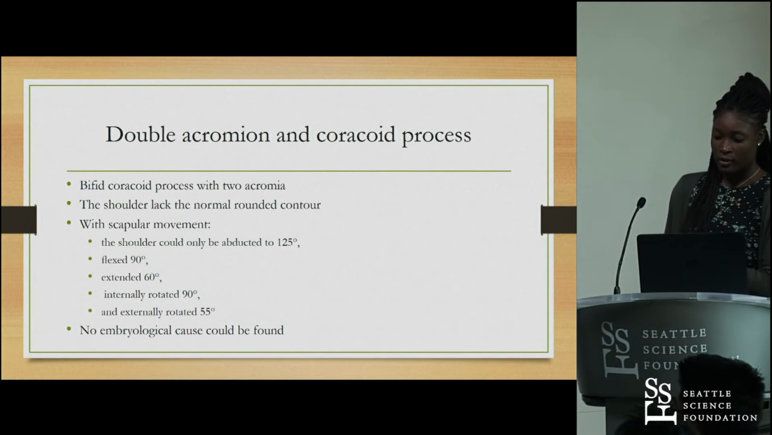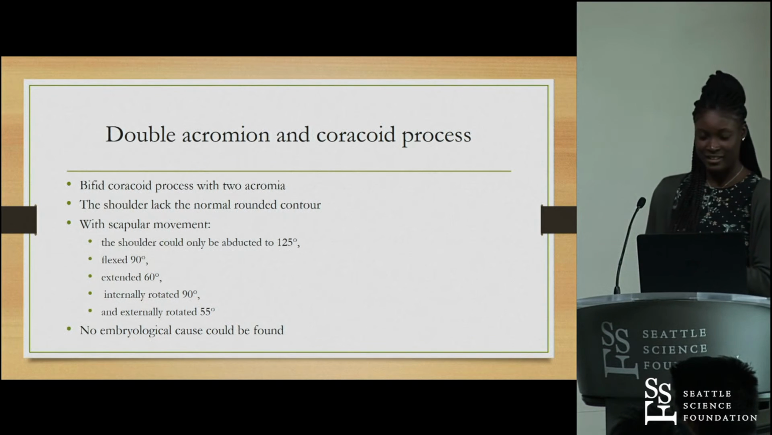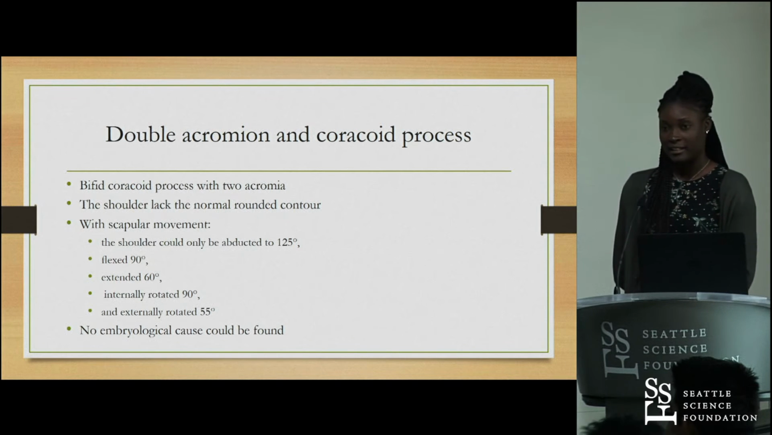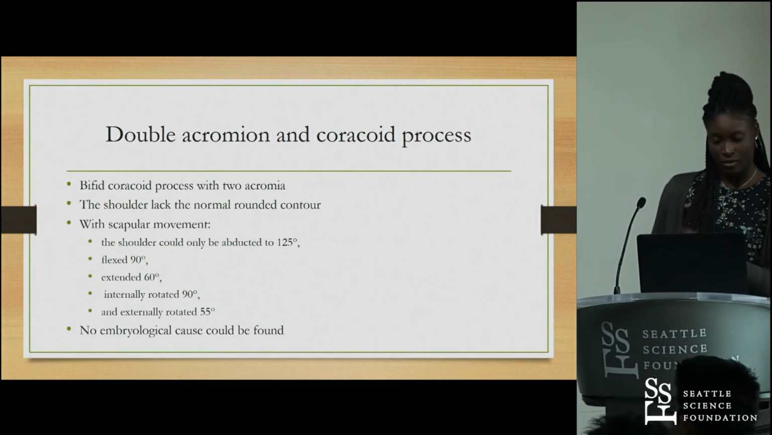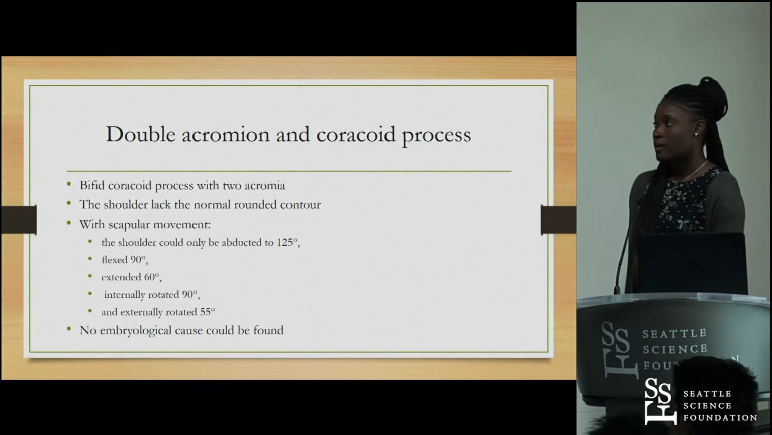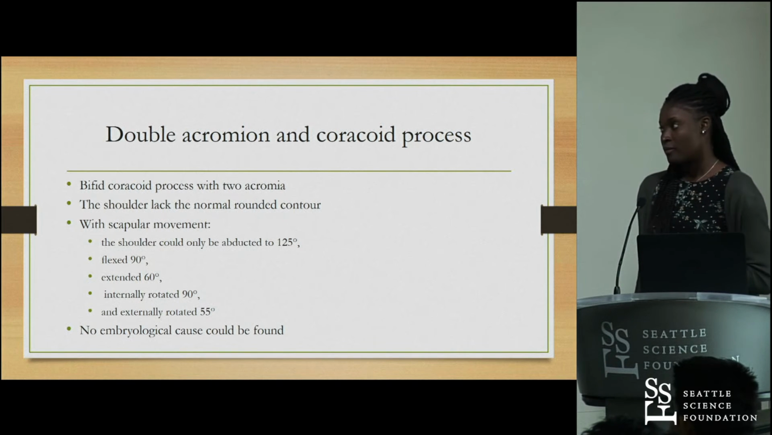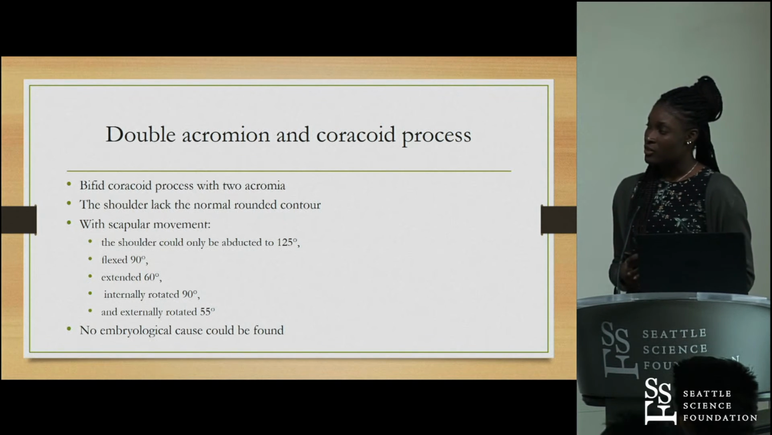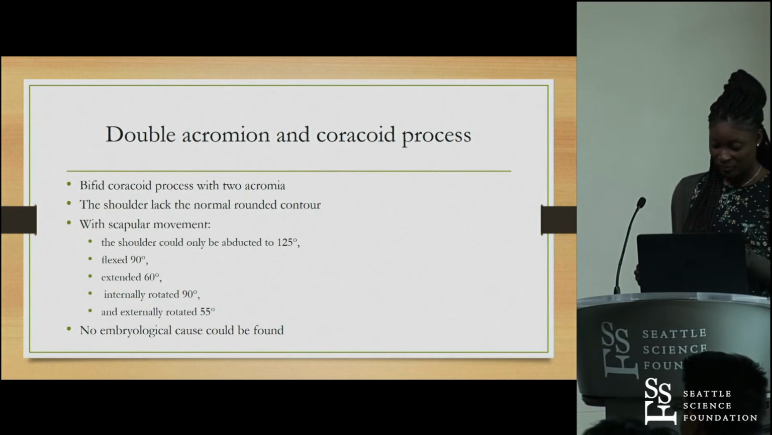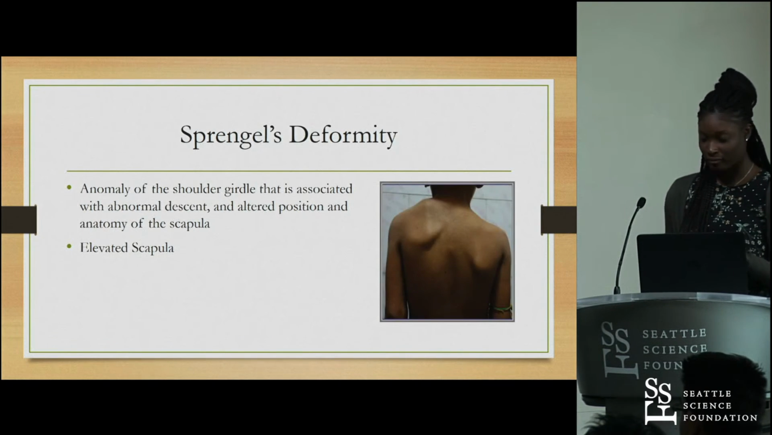So in your double acromion and coracoid process, like it says, you have double acromion, a bifurcation of the acromion and the coracoid process. With these patients, however, they lack normal rounded contour, and that led to further investigation of their symptoms or their presentation. What you see here is the shoulder itself can only be abducted to 125 degrees. Flexion is only to 90 degrees. Extension 60 degrees. Internal rotation 90 degrees. And external rotation 55 degrees. And there was no embryological cause that could be detected for these syndromes.